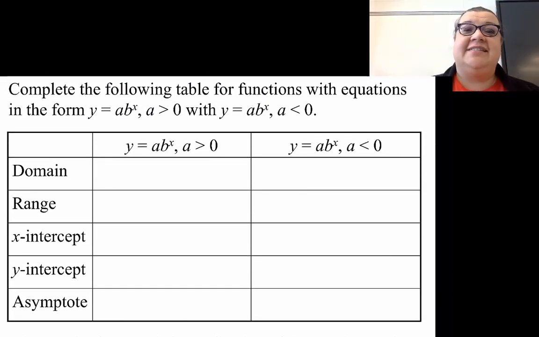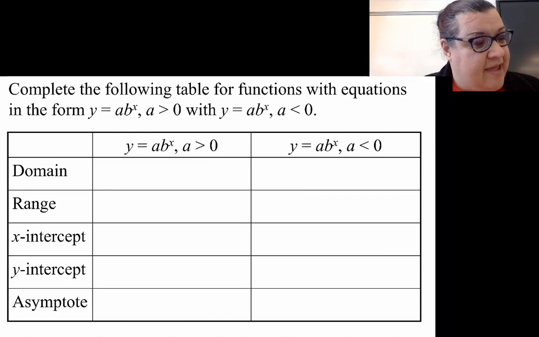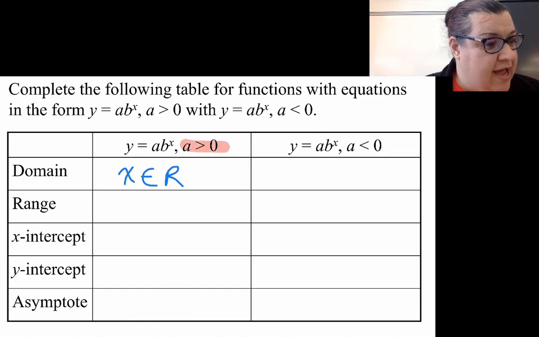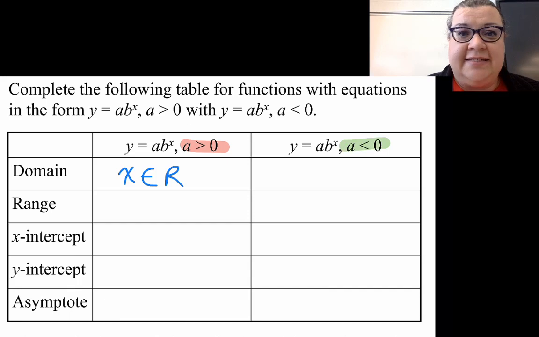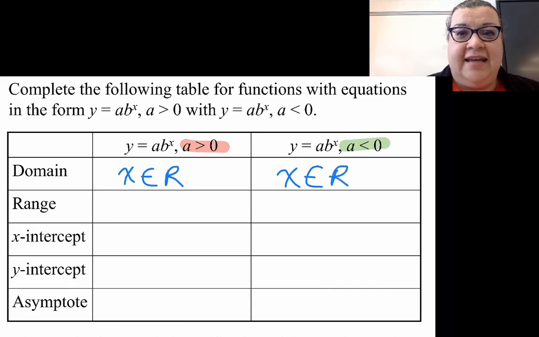All right, so here's a summary of what we've learned so far. So the domain, x is an element of the reals. Now what are the two differences between the two columns? In the first column, we're saying that a is positive. Right? A is a positive value. And in the second column, we're saying that a is negative. However, that does not change anything for domain. X is any real number.